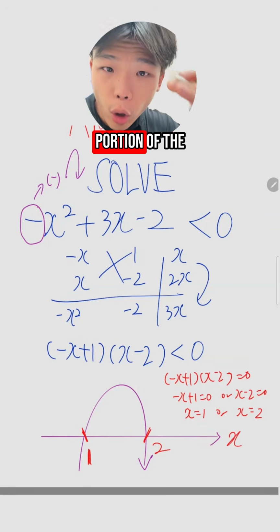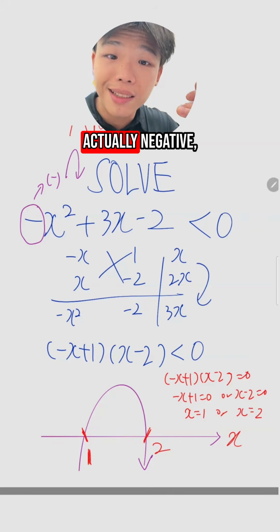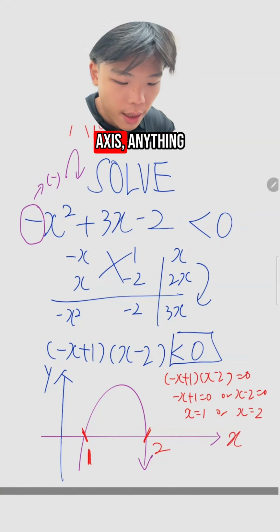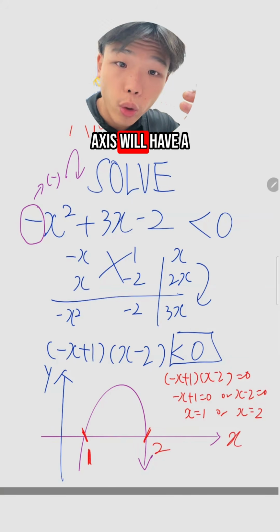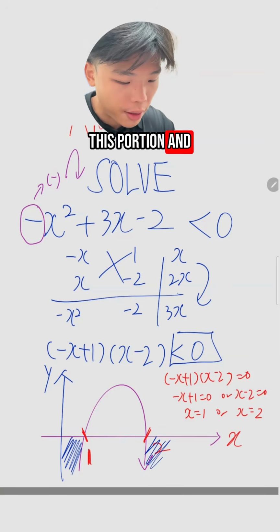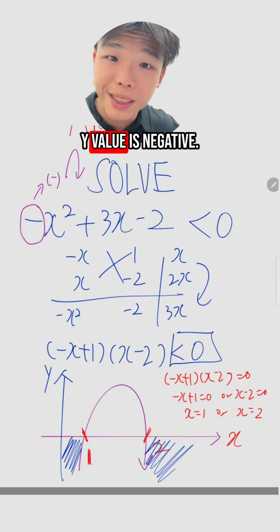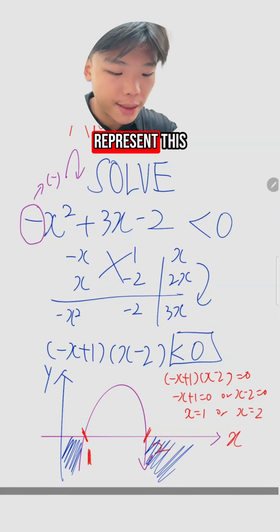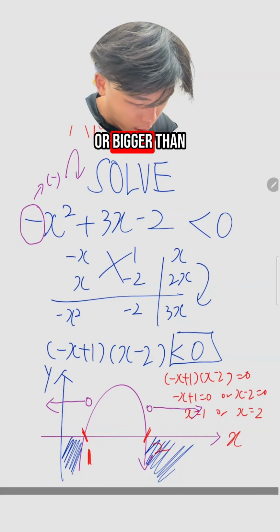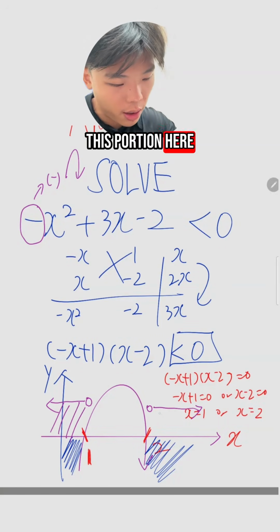Now we want the portion of the graph where it's actually negative, below 0. And based off the y-axis, anything below the x-axis will have a corresponding negative y value. And therefore, it's this portion and this portion over here whereby the y value is negative. So how do we represent this in an inequality? We will want smaller than 1 or bigger than 2, right? What we want is this portion here and this portion here.